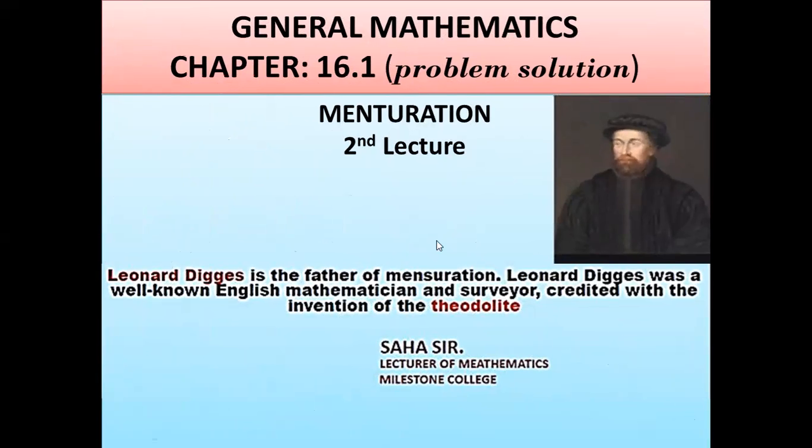Today we are going for the second lecture on mensuration, and today we are depending on the problem solution on this chapter in general mathematics. You know the father of mensuration is Leonard Digges because of his invention of the theodolite. This is Saha, lecturer of mathematics, Milestone College.